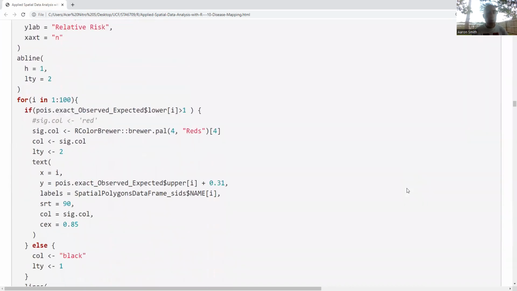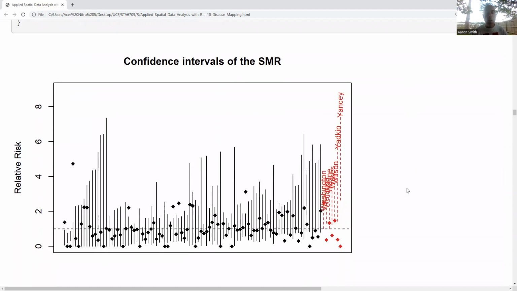Now here is how the author of the textbook did it. I didn't like this as much because it's hard to tell which county is which. It's hard to read what's going on. So I went ahead and sorted it and broke it up into subgroups.